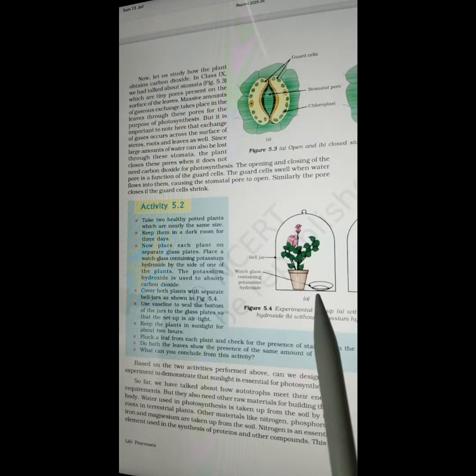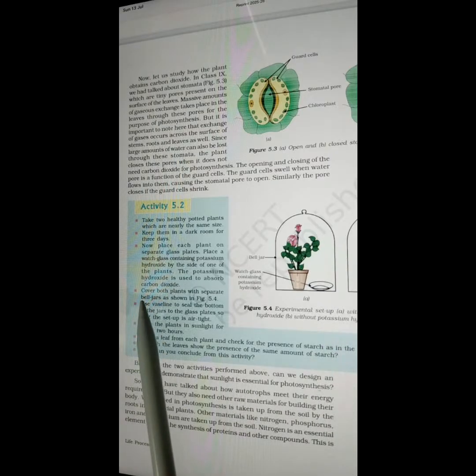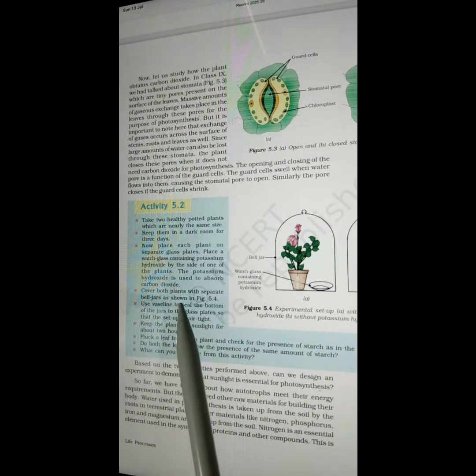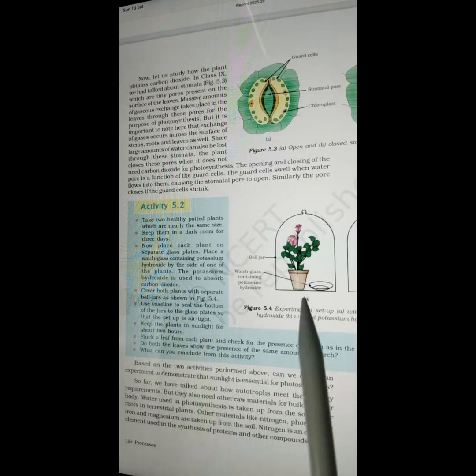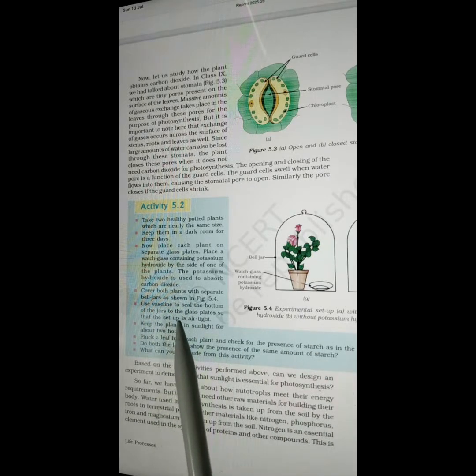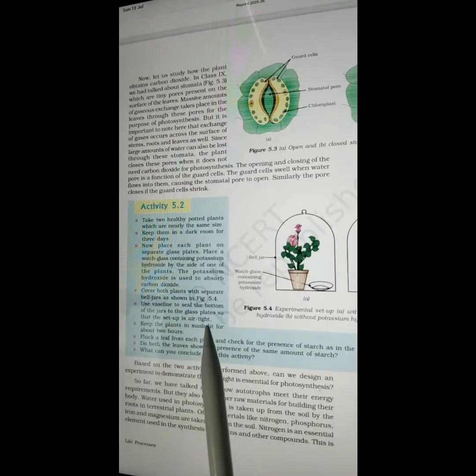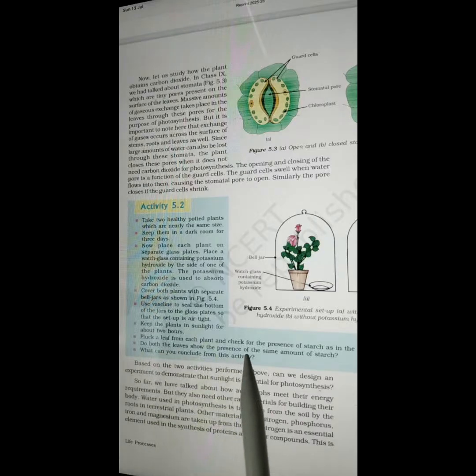So here in this Petri plate, we have to place KOH or potassium hydroxide. Cover both plants with separate bell jars as shown in figure 5.4. Use Vaseline to seal the bottom of the jars to the glass plates so that the setup is airtight. Keep the plants in sunlight for about 2 hours. Pluck a leaf from each plant and check for the presence of starch as in the above activity.